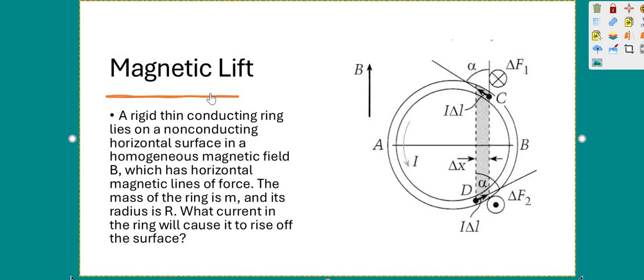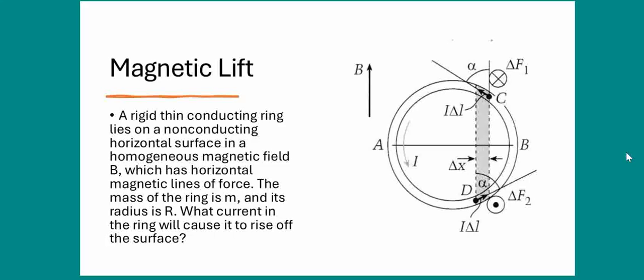And we have here another problem on the screen, and it says something about magnetic lift. That is a very basic problem, and the statement of the problem is: a rigid thin conducting ring lying on a non-conducting horizontal surface, in a homogeneous magnetic field B, which has horizontal magnetic lines of force.